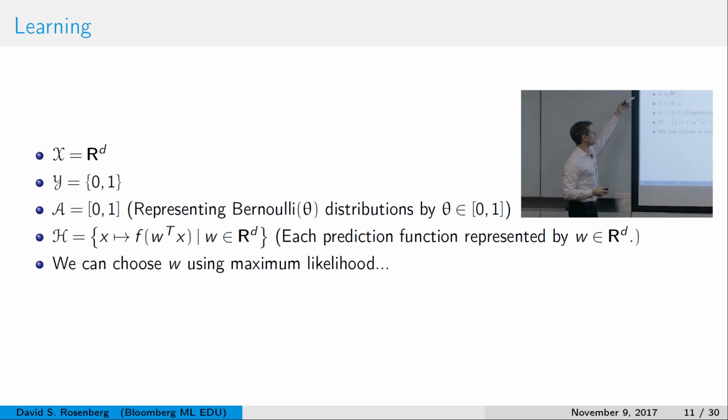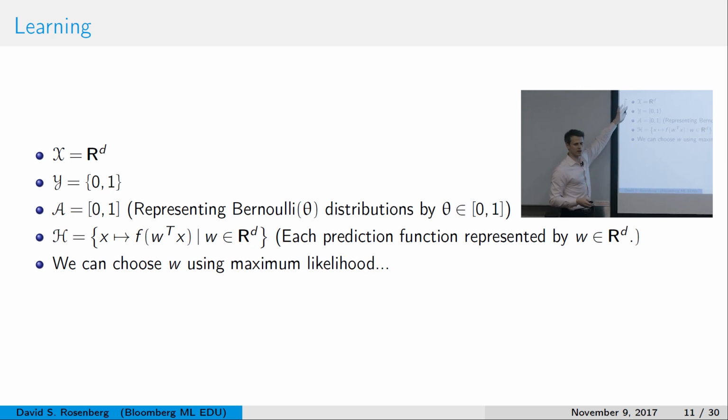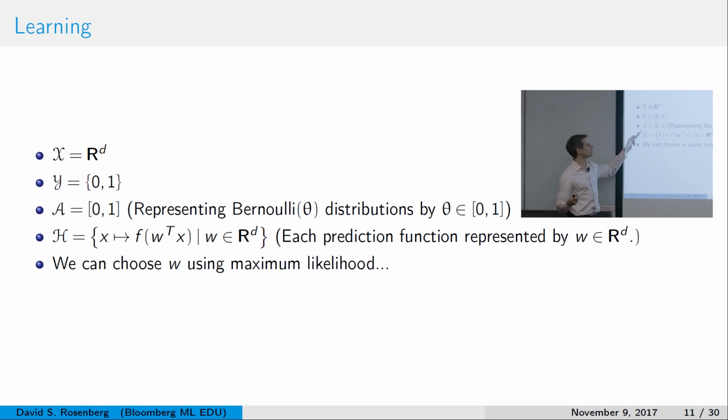And how do we do the choosing, the learning? So let's just rehearse our spaces. Input space R^d, output space {0, 1}, the two classes. The action space is, in some sense, the distributions on {0, 1}, which we're representing just by the probability of 1. So the action space is the interval [0, 1].